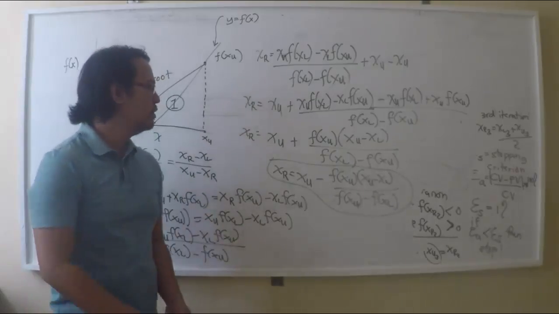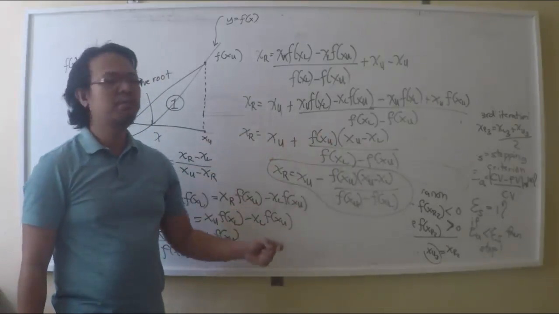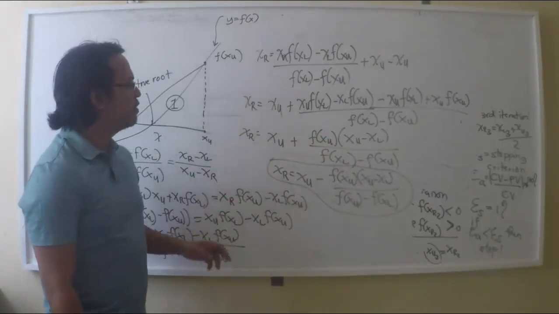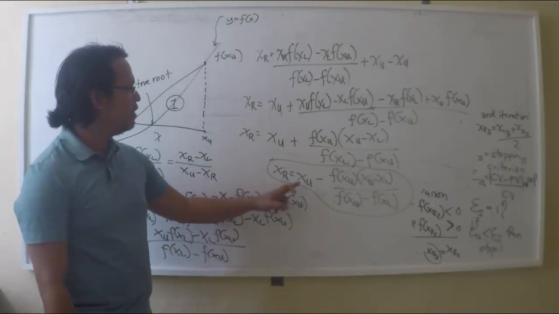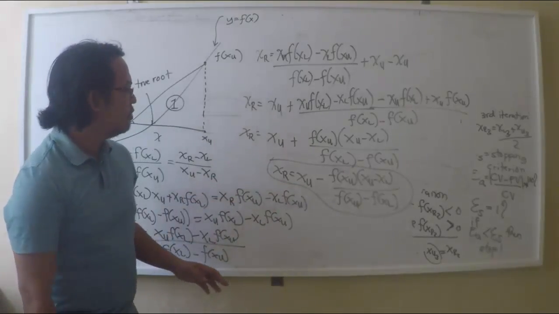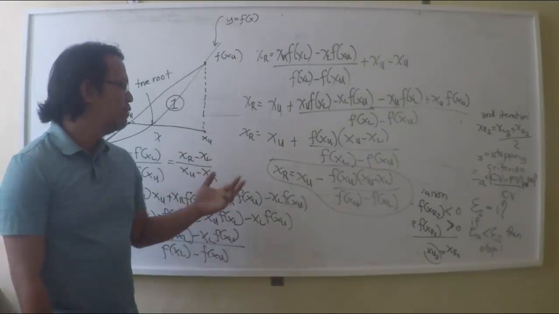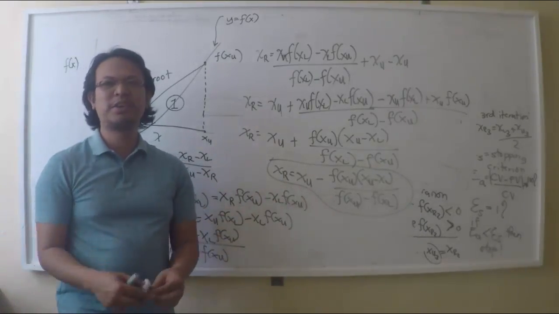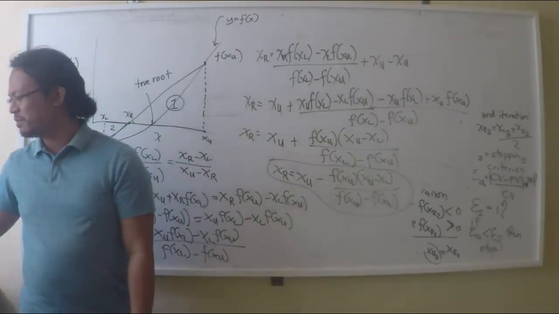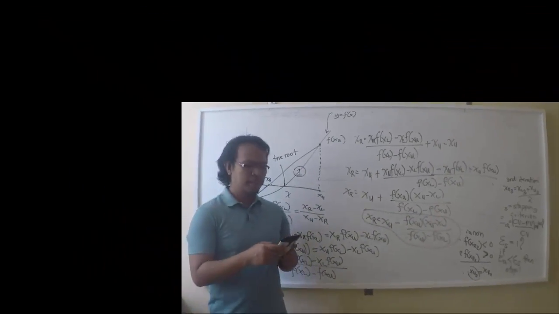false position method. So the steps will be the same as in the bracketing method. The only difference is the equation. So whether you use this one or this one, it's up to you. They are just the same, but well, let's just use this one because this is the recommended equation. Okay, I hope you understand.